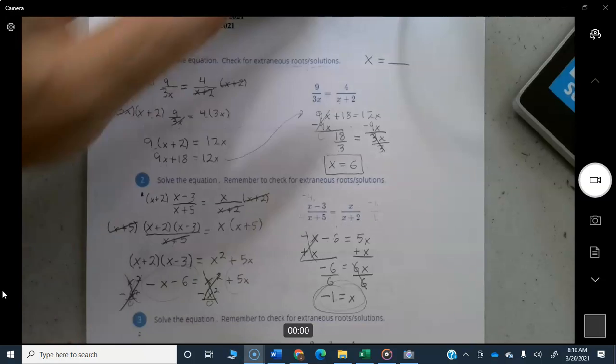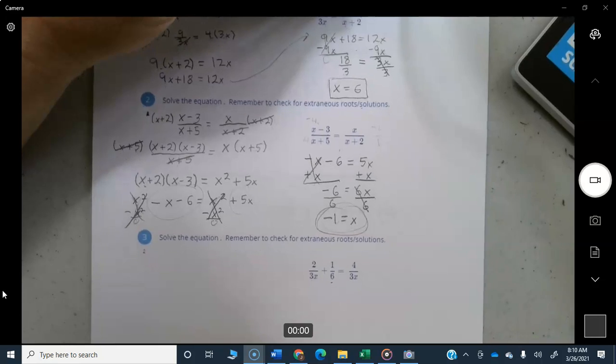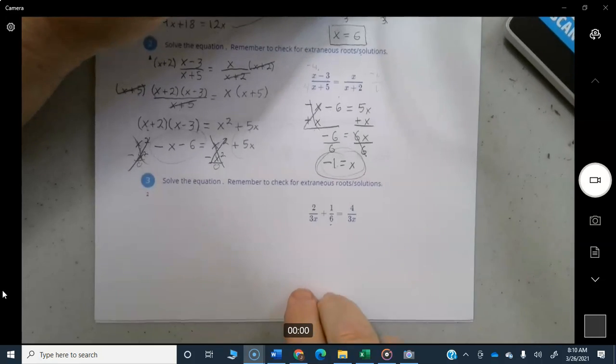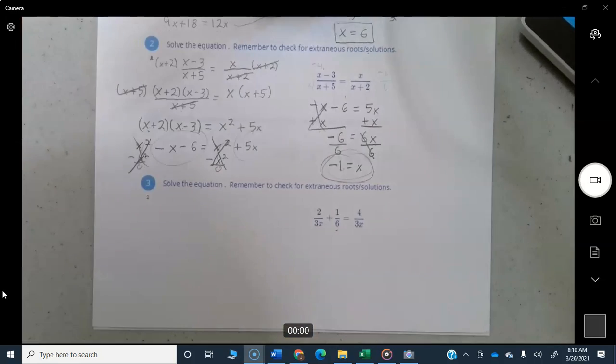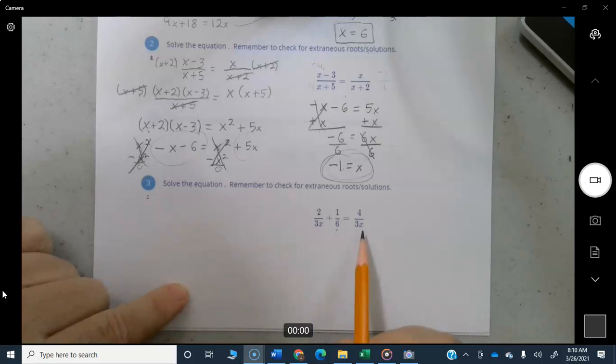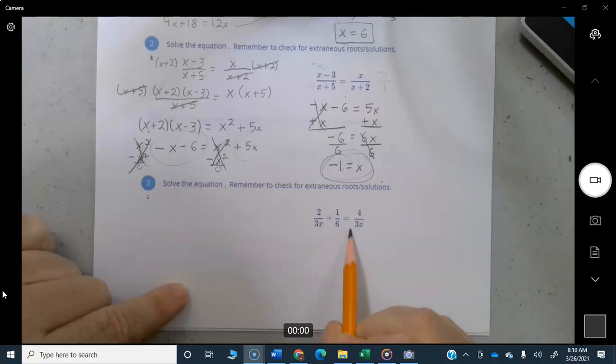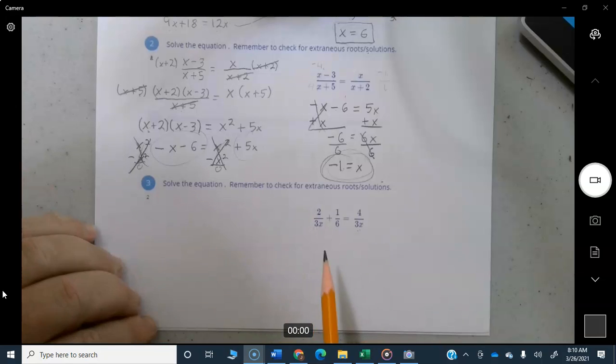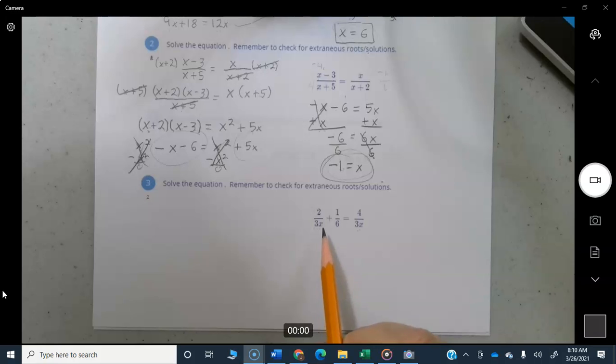Okay. Let's keep going. Solve the equation. We need a common denominator. These two already have a common denominator. This one, so what you have to do is make all three of them the same. What we're going to have to do is find the lowest number that all three of these will divide into. Think about that. What's the smallest number that all three of these will divide into?